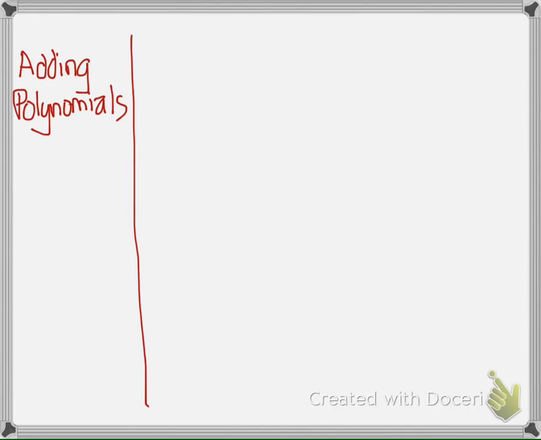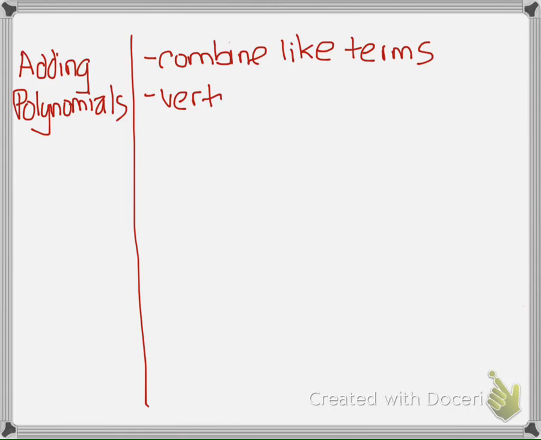So continuing with our notes, we have adding polynomials. Essentially, when you add polynomials, all you need to do is combine like terms. And you'll see on tests, and you'll see on your benchmark that they say there's two different ways to combine your like terms. You can do so vertically, or you can combine like terms horizontally. And you already know this from elementary school.